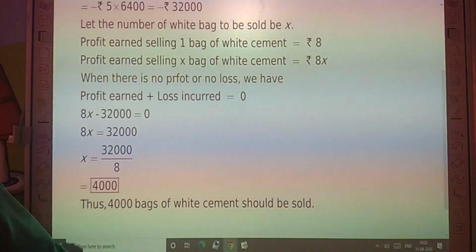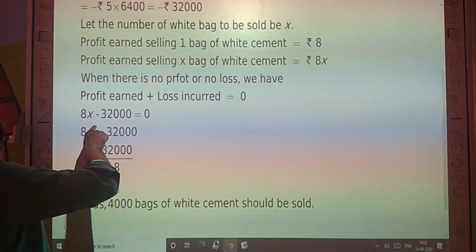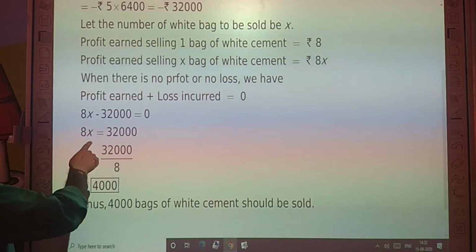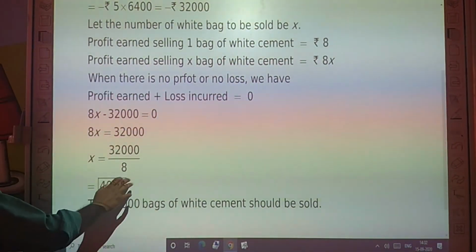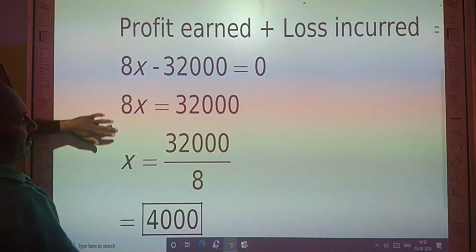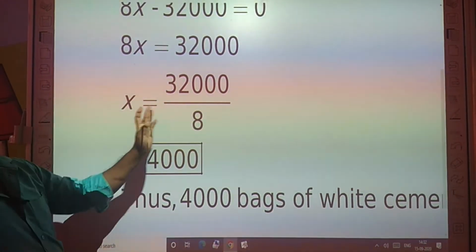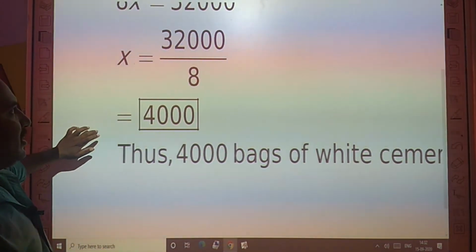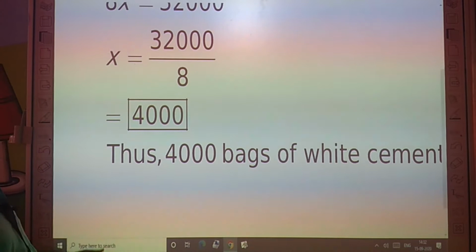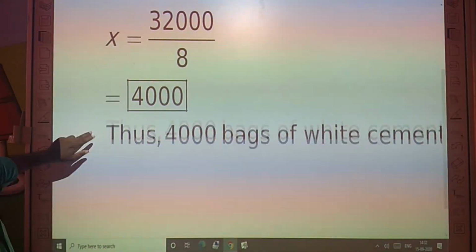You want the x value only, so 8x is equal to minus 32,000; the opposite goes across, so plus 32,000. 8x is equal to 32,000. So x is equal to 32,000 divided by 8. Our answer is 4,000.